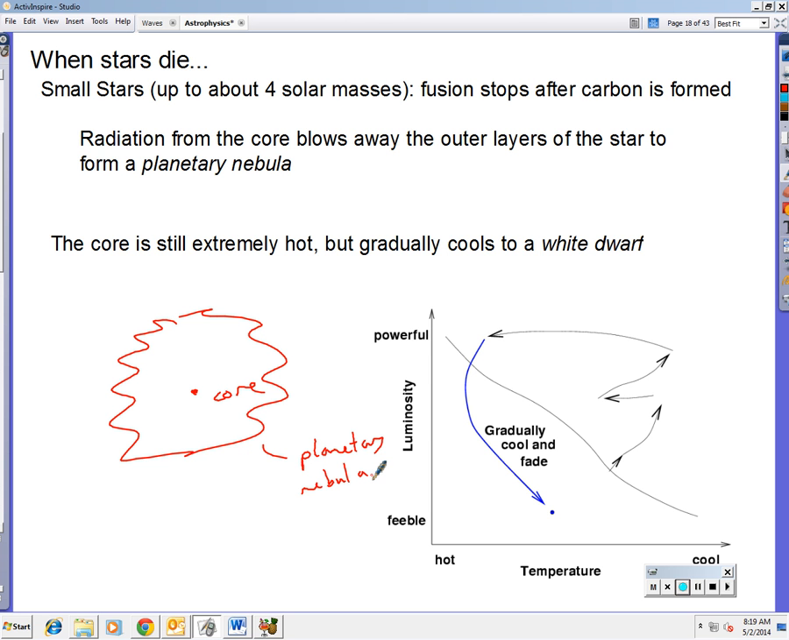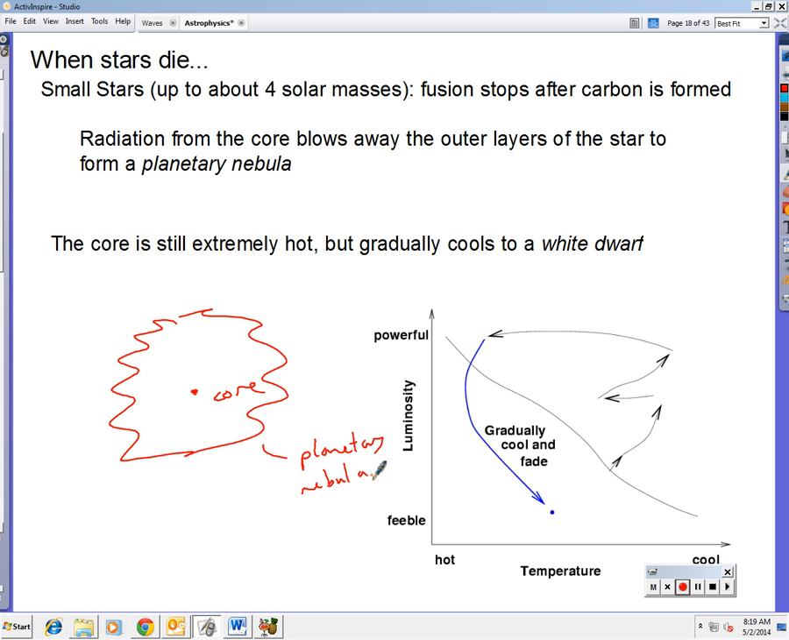Now the core here, remember, was not that long ago undergoing helium fusion, has a temperature of 100 million kelvins. So it's still really, really hot. It'll take some time to cool, but there's no fusion going on. And that core is a white dwarf.